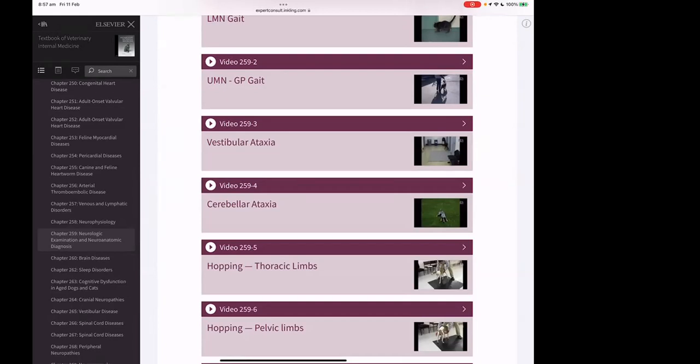Normally the limbs won't cross the midline, and we often see that with cerebellar ataxia where they cross over the midline. That's one of the hallmarks. It can happen with proprioceptive ataxia as well, particularly when they're turning corners, but walking in a straight line, if their limbs are crossing over, it's usually vestibular. So let's have a look at a video of that.